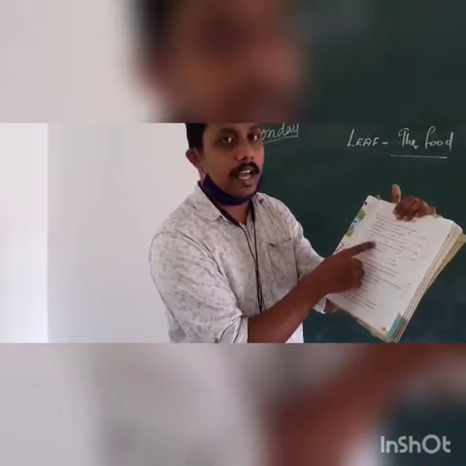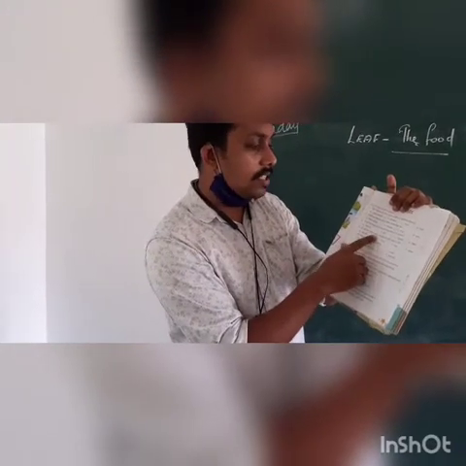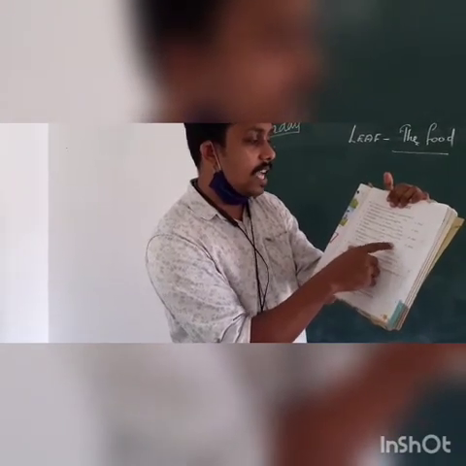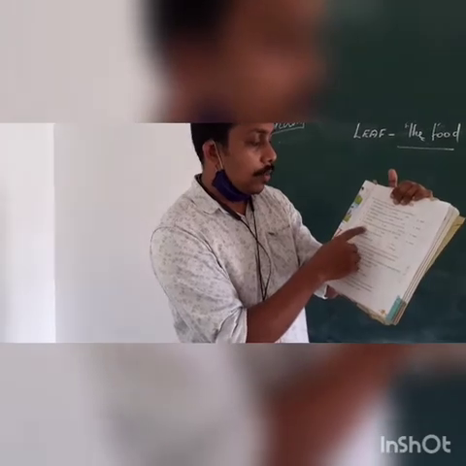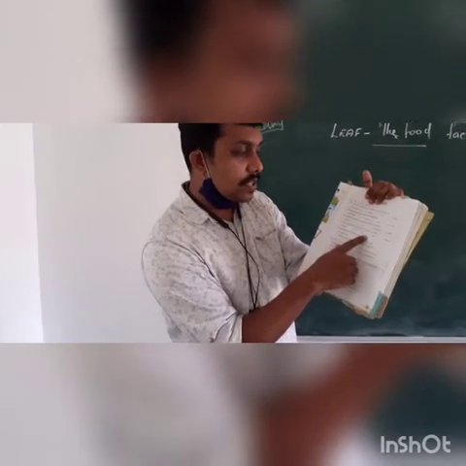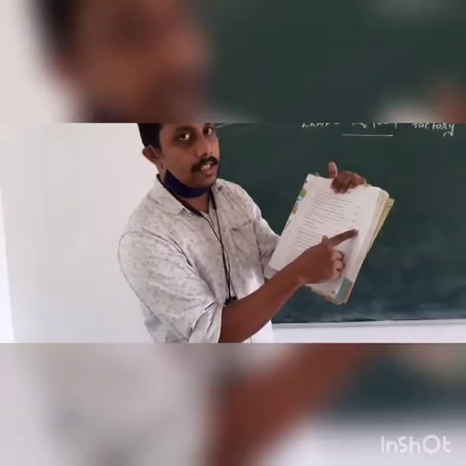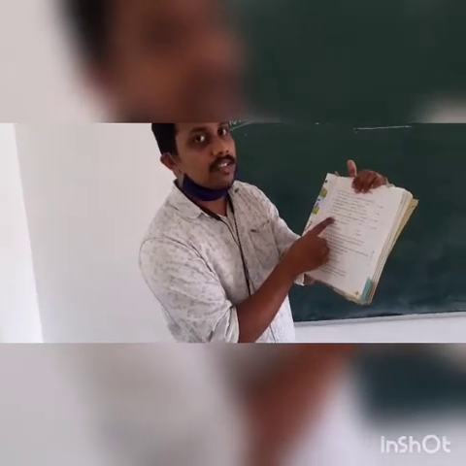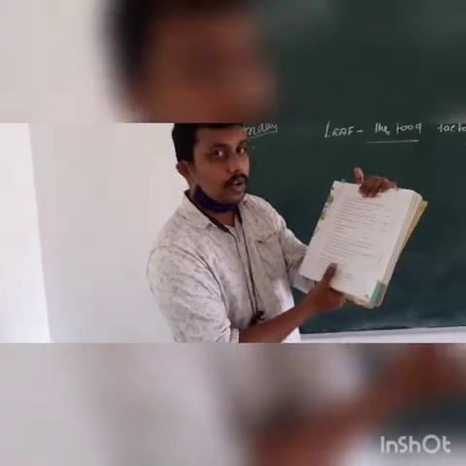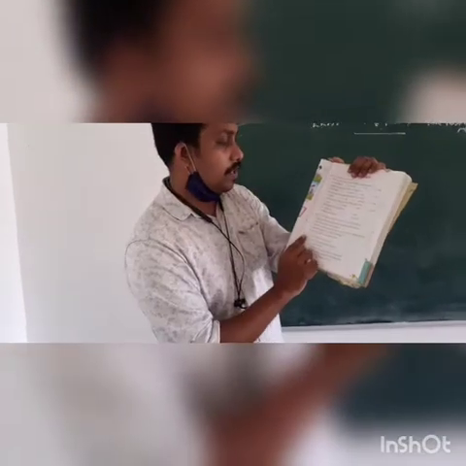And the fourth question. In cactus plants, photosynthesis takes place in the... Options: stems, leaves, roots and spines. So the answer is stems, the green stems. Photosynthesis takes place in green stems.